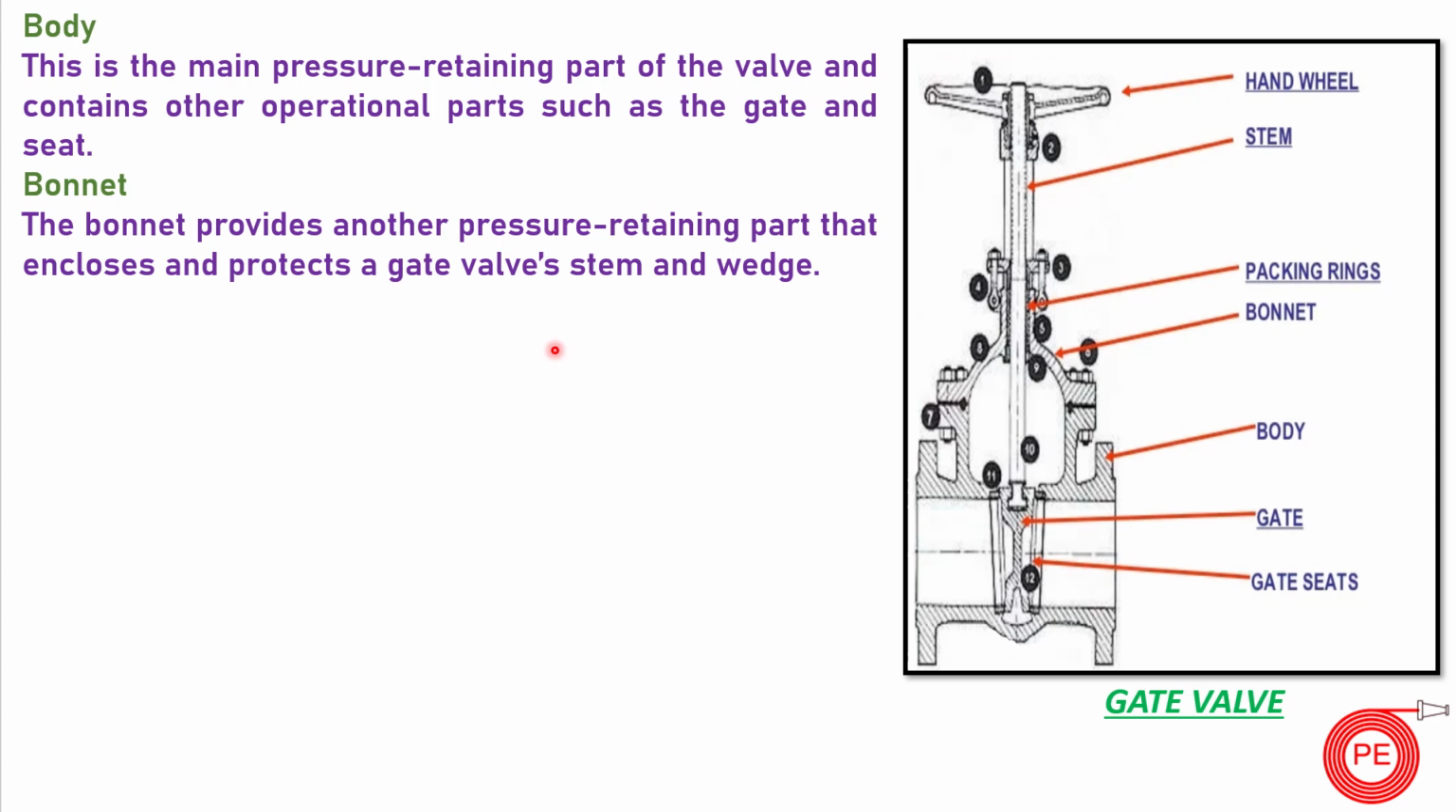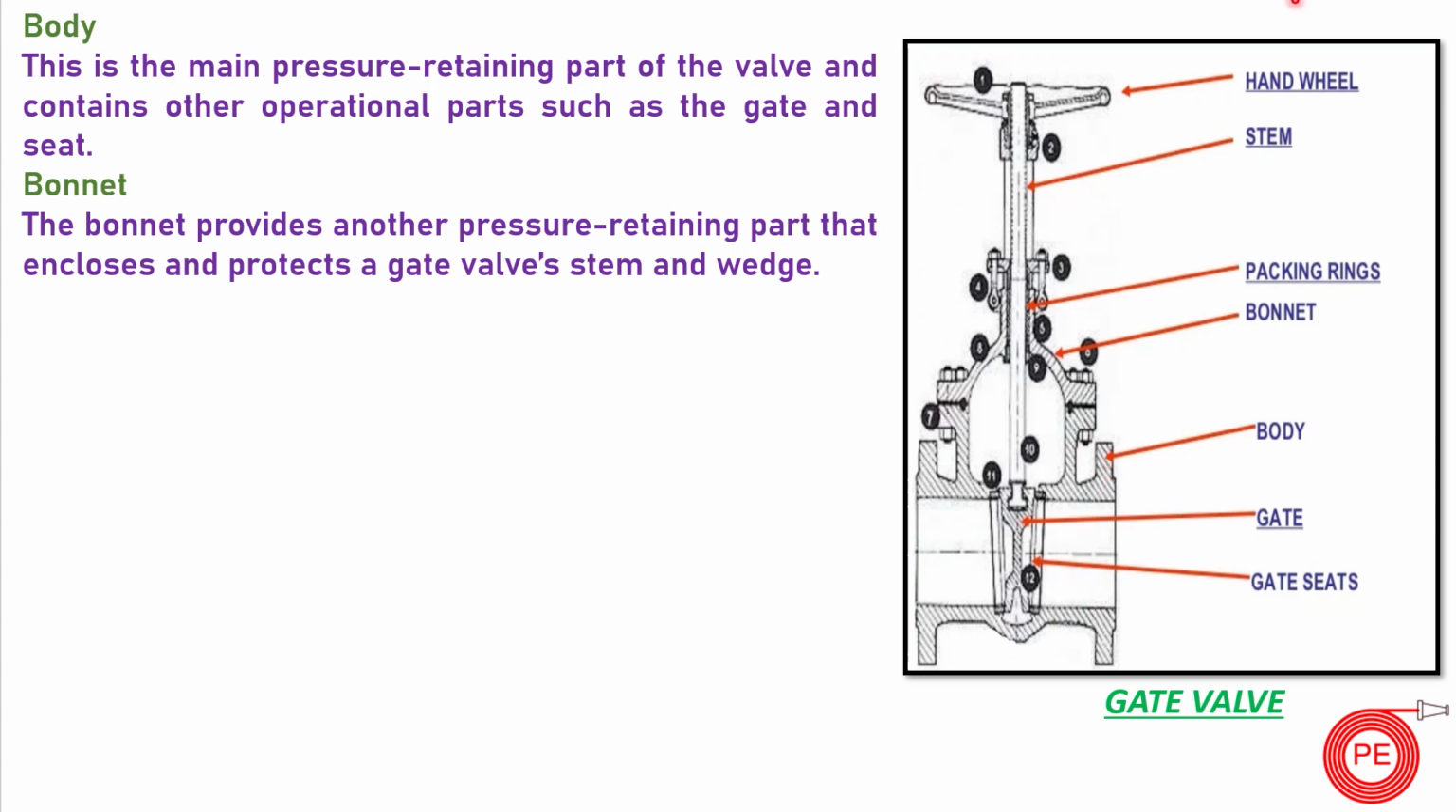Next is your bonnet, guys. So the bonnet is mounted on top of the body. It encloses and protects the stem. So this is the main bonnet and provides the structural strength. It is the main component of the gate valve, because it is the part where all the major components, I will say, the stem is there, and it basically mounts on top of the body, and it is the pressure containing envelope.